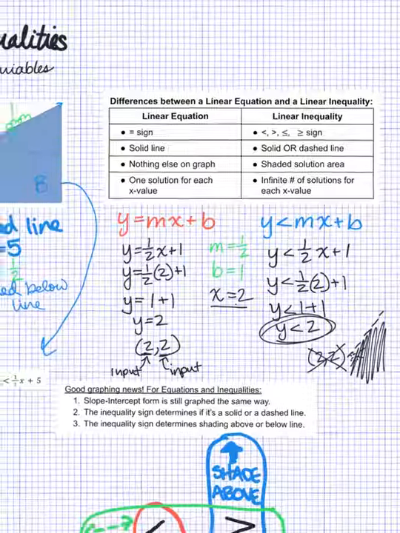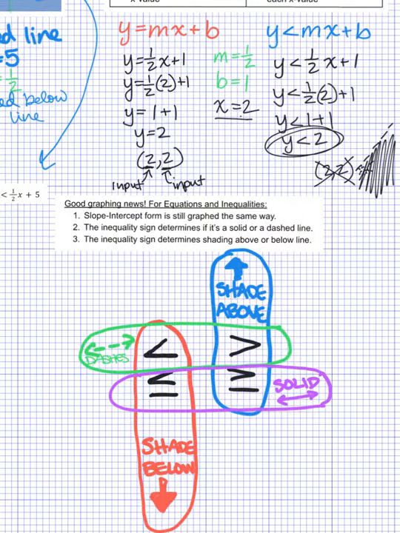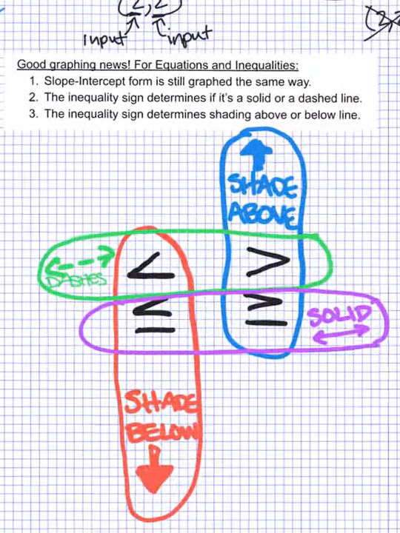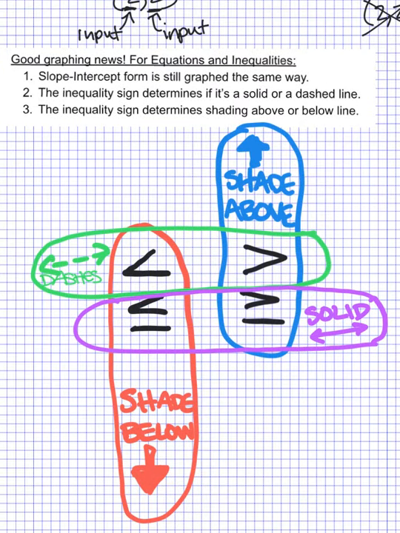But here's the good news, guys. The good graphing news is that for equations and inequalities, the slope-intercept form is still graphed the same way. You still start at your y-intercept and move using your slope. Once you've plotted out those points, you move on to number 2, where you look at the inequality sign to determine if it's a solid line or a dashed line.